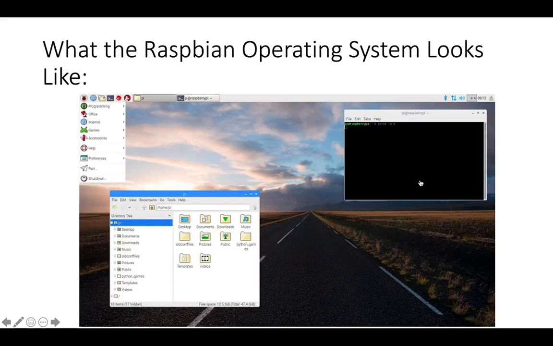This is what the Raspbian operating system looks like. You can see it's a graphical user interface. It looks quite similar if you're someone that uses Windows, although it will take some work to understand it and to be able to utilize it to its full capacity.